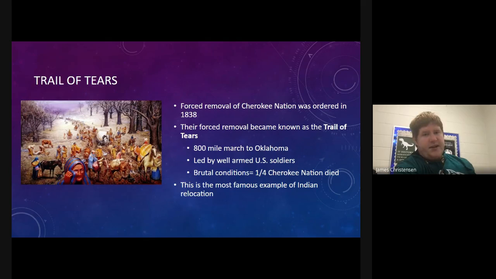Which then resulted in the Trail of Tears. This is the forced removal of the Cherokee Nation that was ordered in 1838. Their forced removal became known as the Trail of Tears, and it was an 800-mile march from North Georgia to Oklahoma. They were led by well-armed U.S. soldiers, and they left so late in the year that they marched through the winter. Roughly a quarter of the Cherokee Nation died while on the Trail of Tears. This is the most famous example of Indian relocation in U.S. history, and by far one of the saddest.